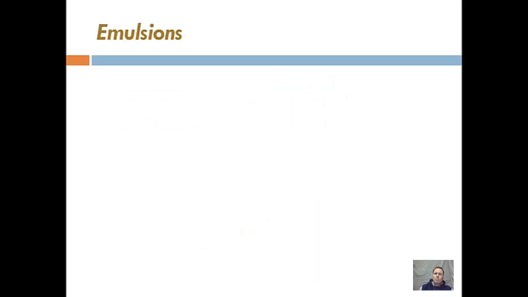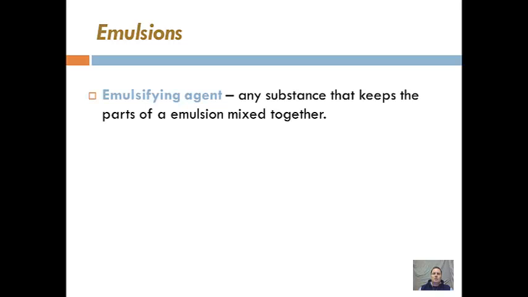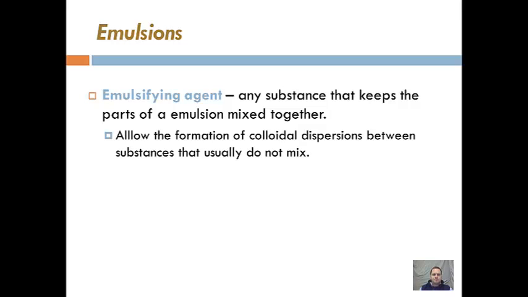Well, what we can do with colloidal systems, emulsions, we can add what's called an emulsifying agent. And what the emulsifying agent does, it prevents this separating. Okay, it keeps the parts of the emulsion mixed together. Okay, it allows the formation of the colloidal dispersions of the parts that make up the colloidal system. It keeps them mixed together. So it takes these things that are immiscible or usually don't mix and allows them to mix.